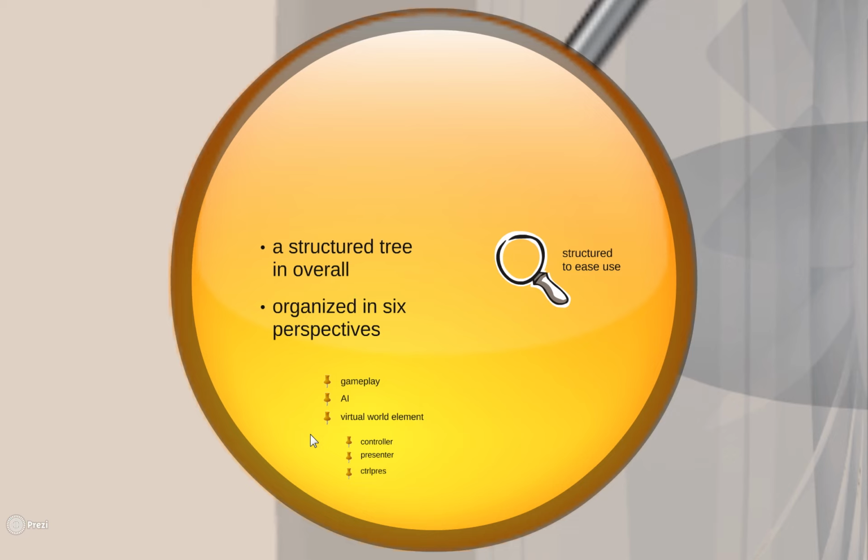Also, to ease seeking proper candidates in the vocabulary, all the concepts are organized in a tree, and we can go through the concepts by looking at the 6 parts of this tree in sequence, which we call perspectives, such as gameplay perspective, AI perspective, and so on.